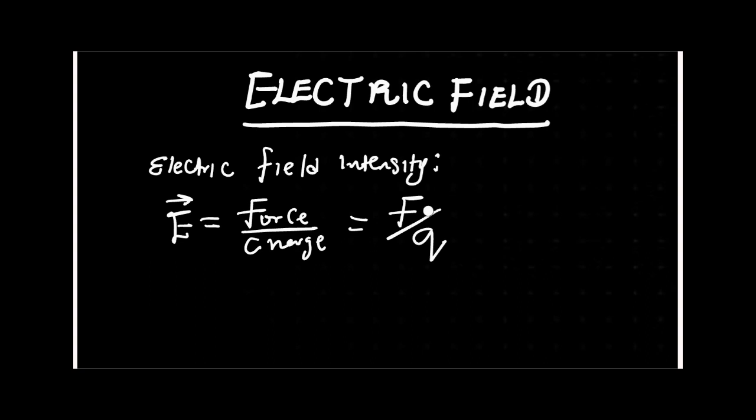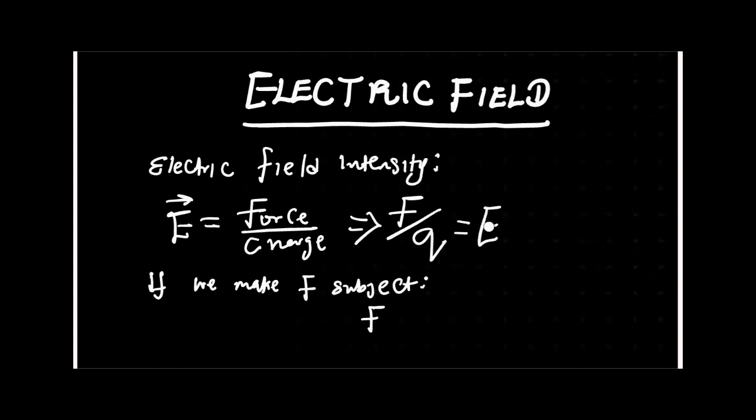So from here, if we make F the subject of the formula, that implies that F is equal to QE, because this is the same thing as E. So the first formula to note is this. The unit of electric field intensity is given as Newton per coulomb.